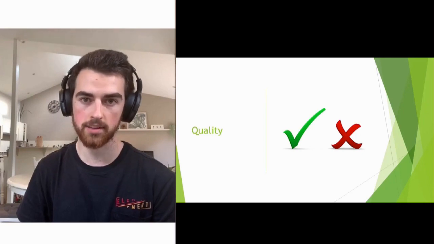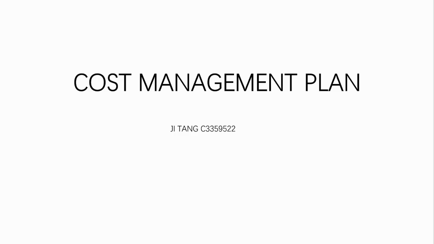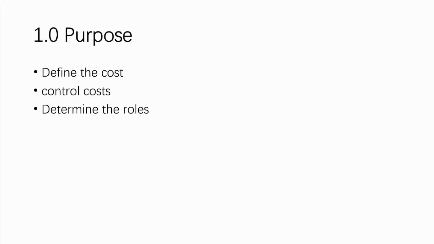I'm going to talk about the cost management plan. I divided it into 4 sections. The first section is the purpose. In order to complete the project within a limited budget, the cost management plan should define the cost of the planned project and define how to control the cost and determine the person in charge of cost control.